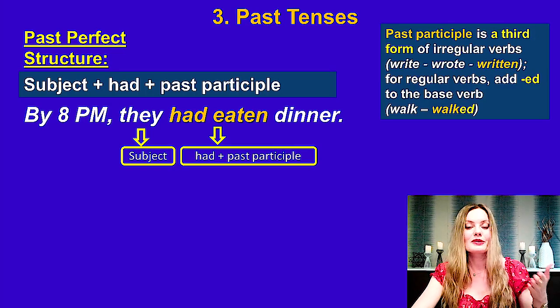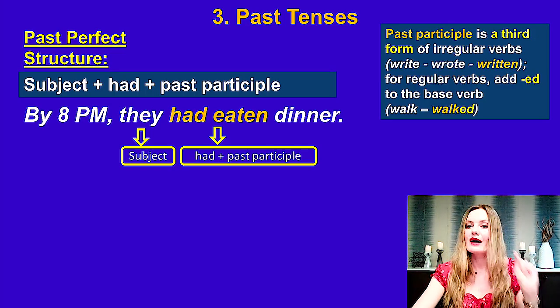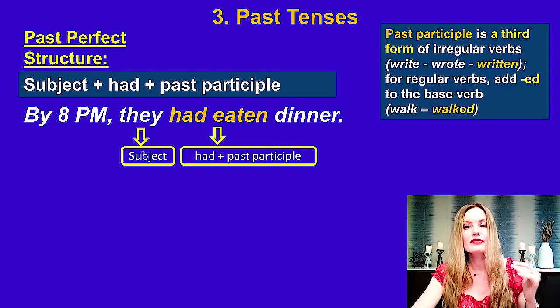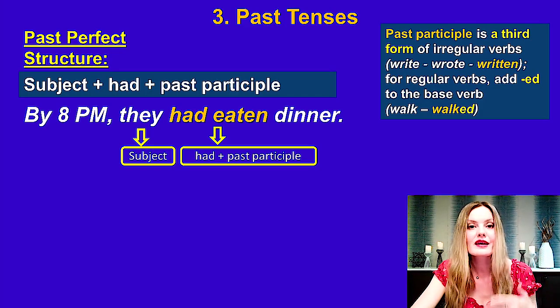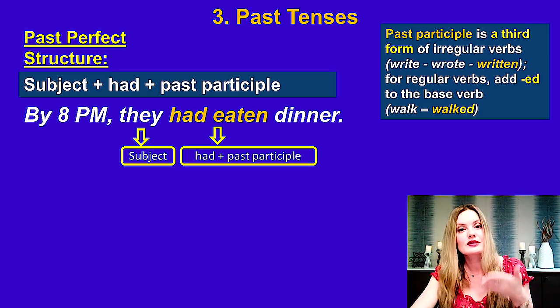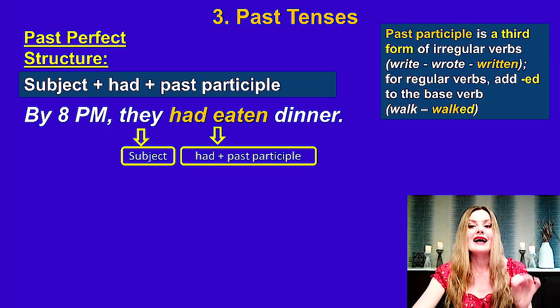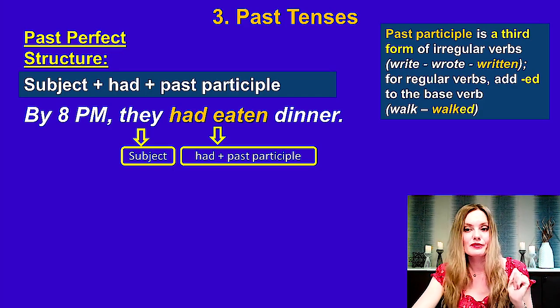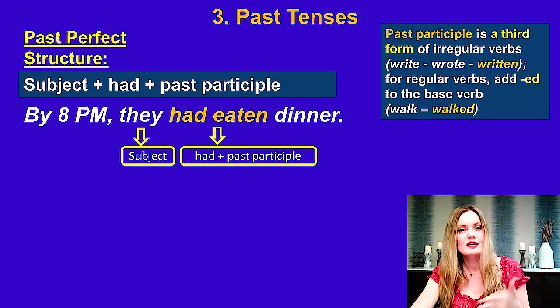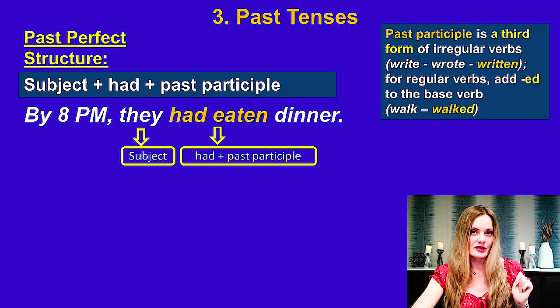In case you forgot what past participle is, past participle is the third form of irregular verbs. Write, wrote, written. Written is a past participle. For regular verbs, add ed to the base verb. Walk, walked. Walked is a past participle.